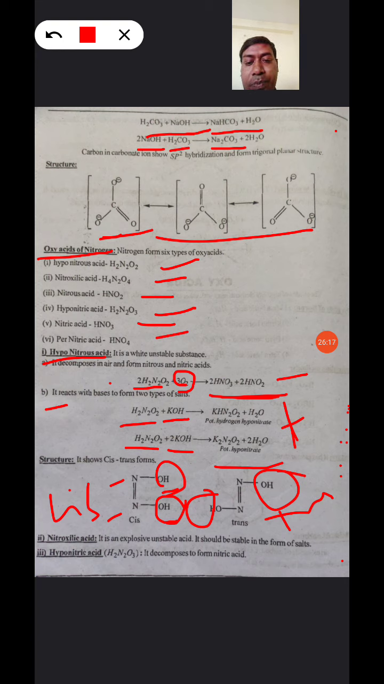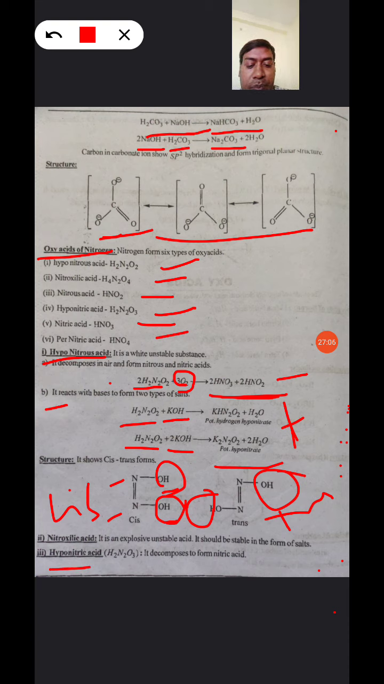The next one, nitrooxalic acid. This nitrooxalic acid is an explosive, unstable acid. It is stable only in the form of salts.